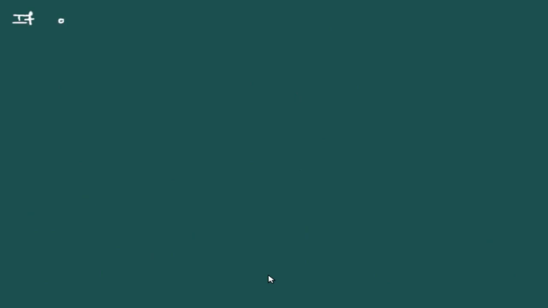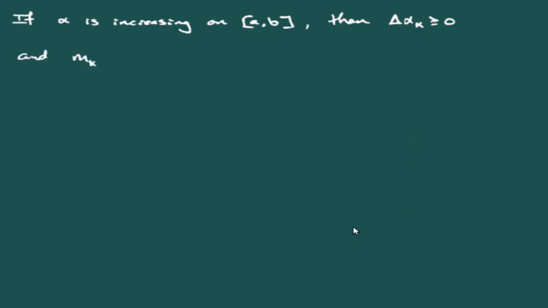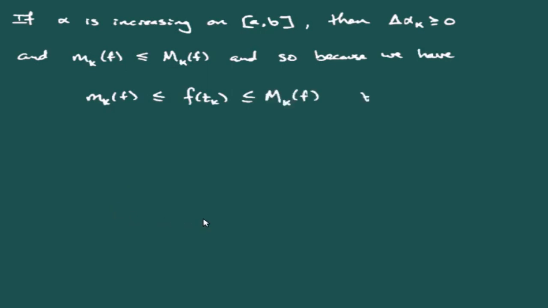Now, to make our discussion a little easier, and we'll see later on that this is really not too much of a hindrance at all for what we're discussing, let's make the assumption that alpha is an increasing function on the closed interval [a, b], so that our delta alpha sub k's are all greater than or equal to 0. What that gives us is that the infimums are less than or equal to the supremums on each one of those subintervals, and all of our function values are sandwiched in between the infimums and the supremums on each subinterval.